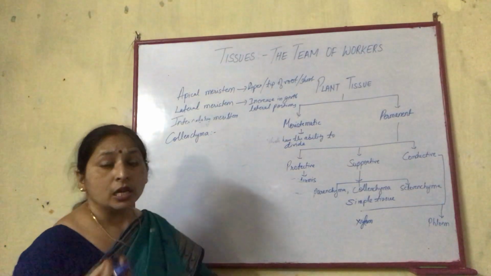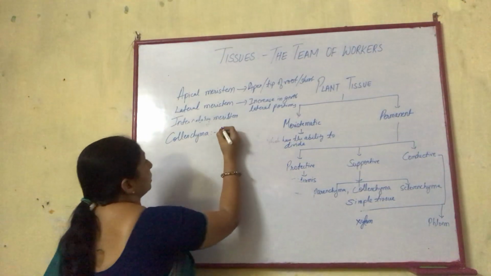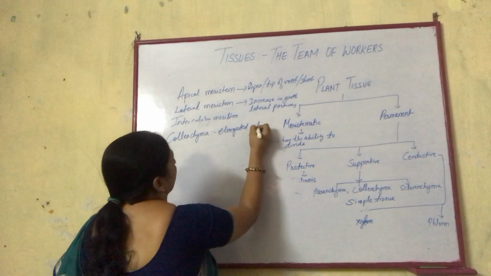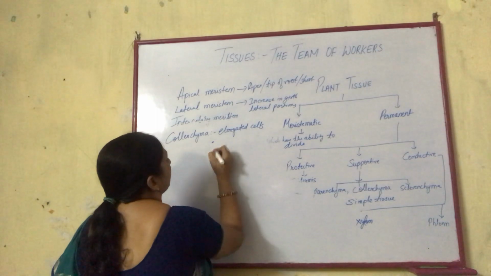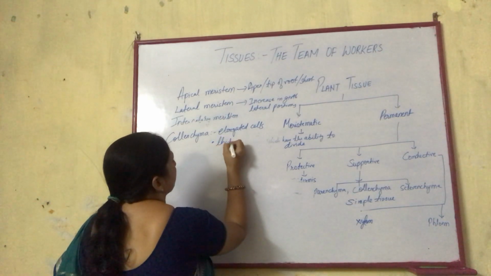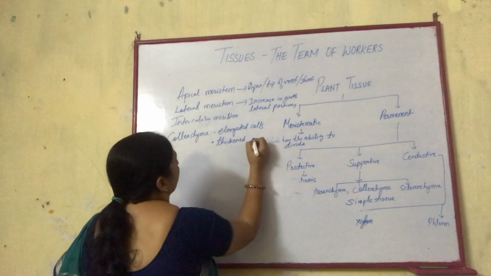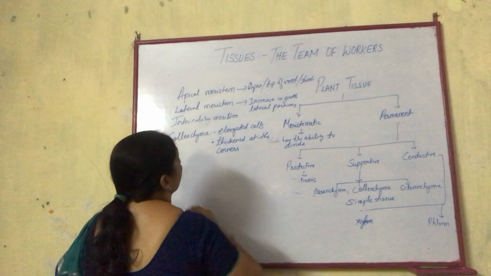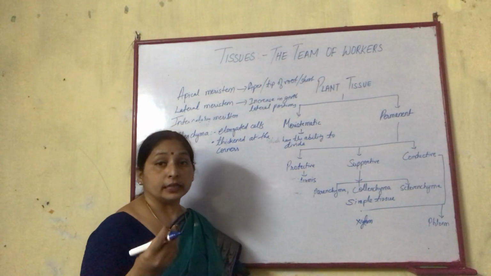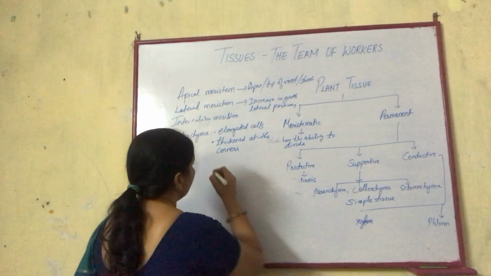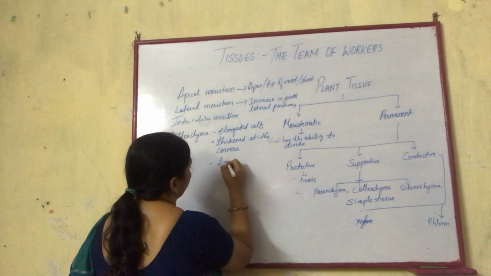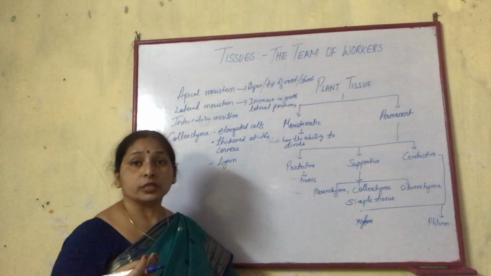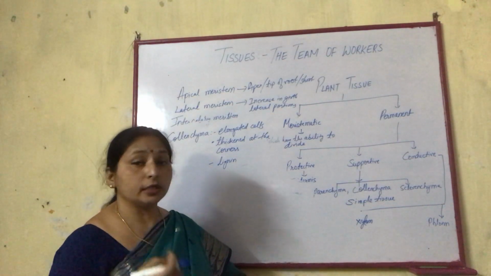Collenchymatous cells or tissues have elongated cells. The special feature is that they are thickened at the corners. This thickening around the corners is by deposition of lignin. This lignin deposition gives support, stiffness and rigidity to the cells.